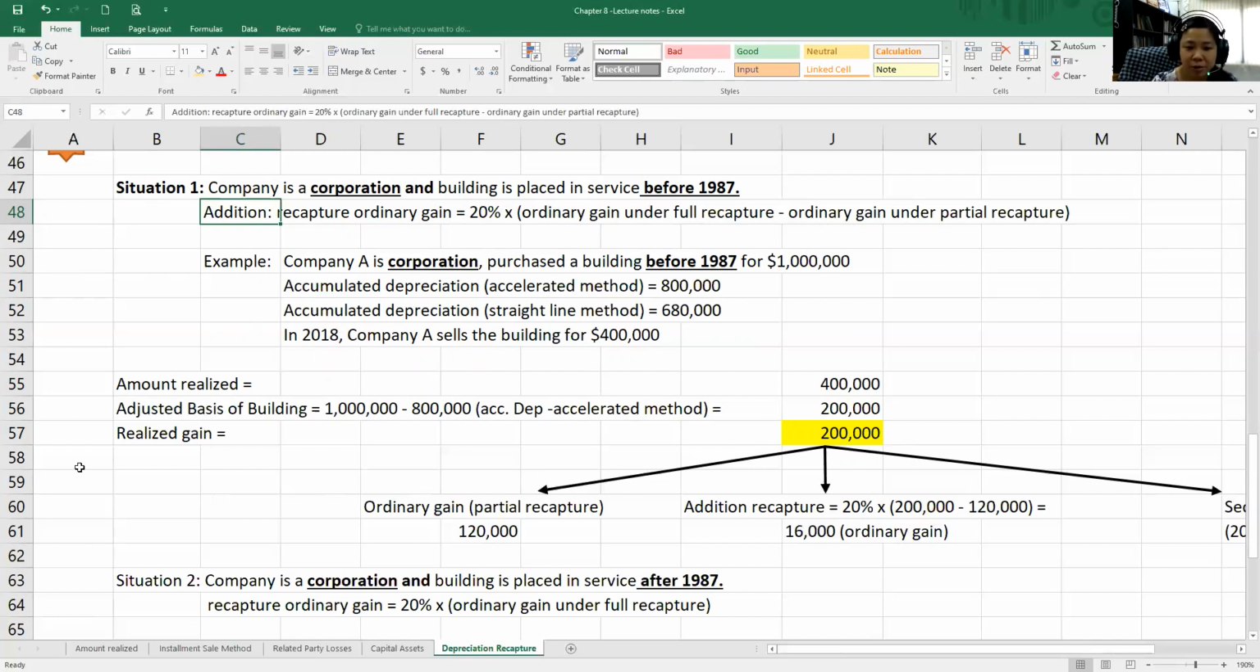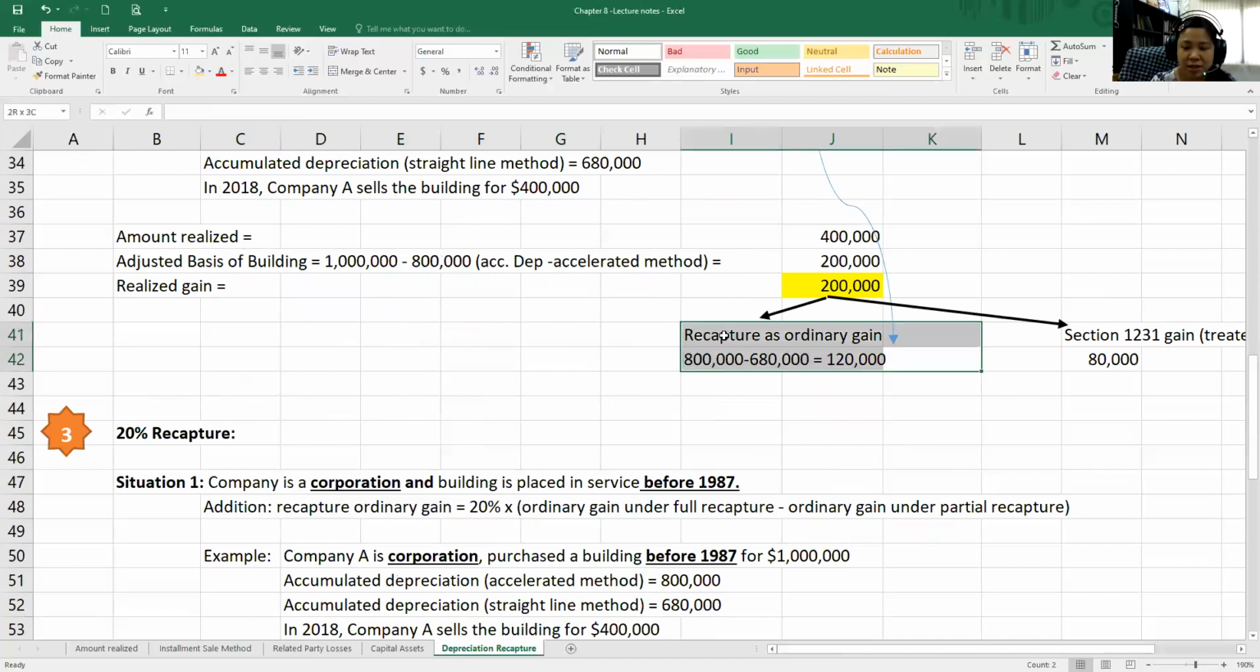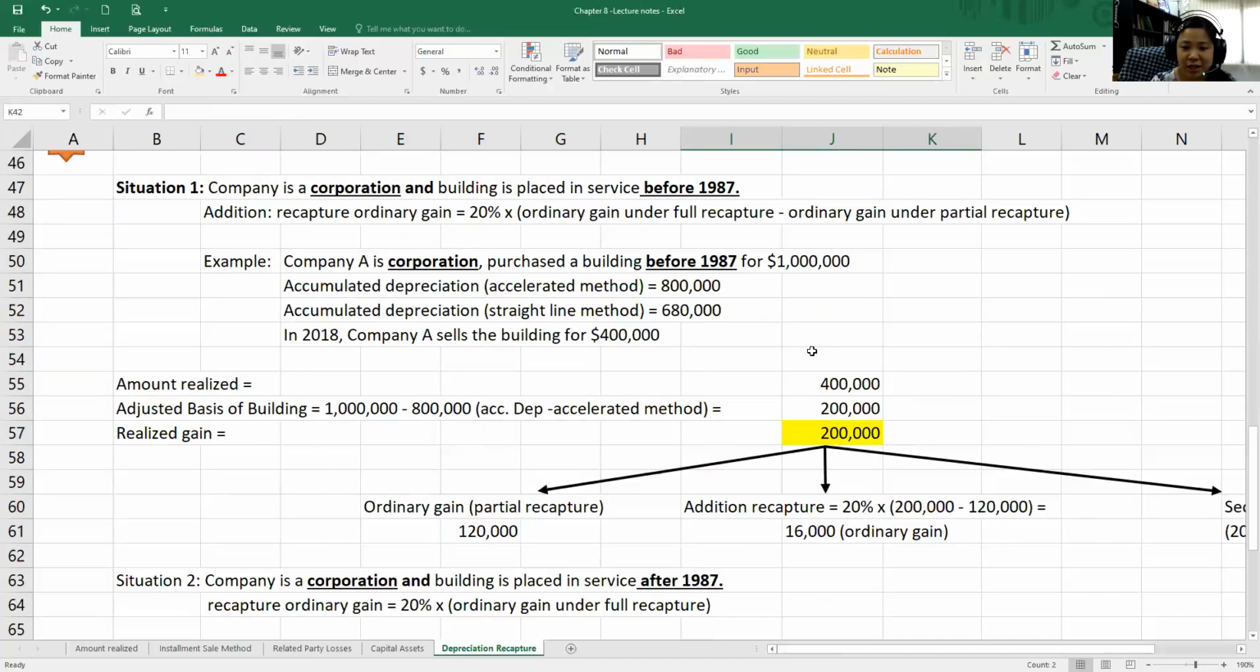So the same thing: we have amount realized of 400,000 minus adjusted basis of 200,000, and that will give you a realized gain of 200,000. You remember just now we have ordinary gain under partial recapture, which is 120,000. Okay, so we just keep it there.